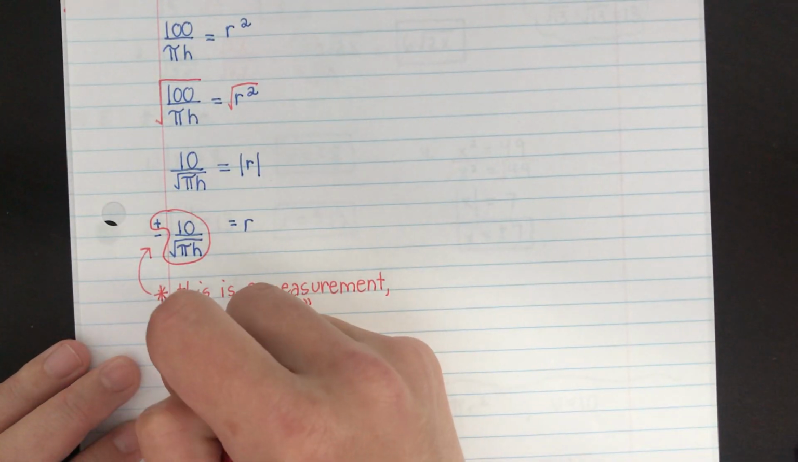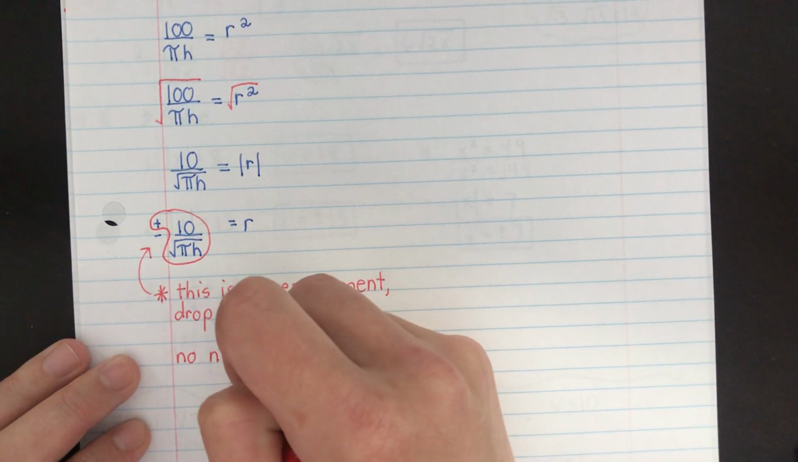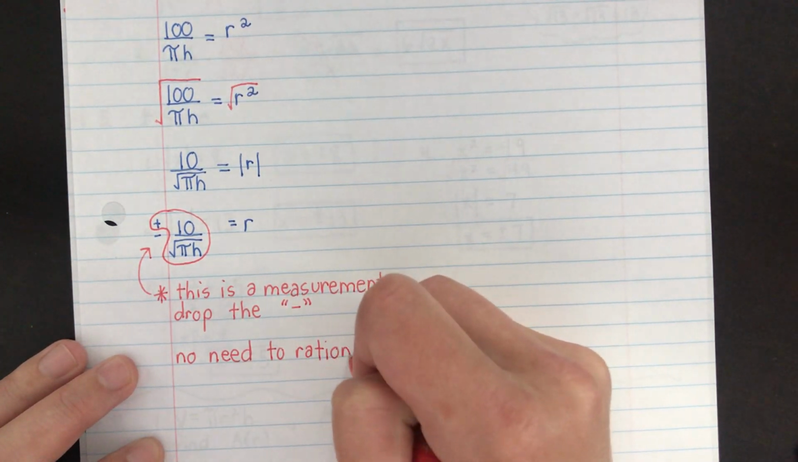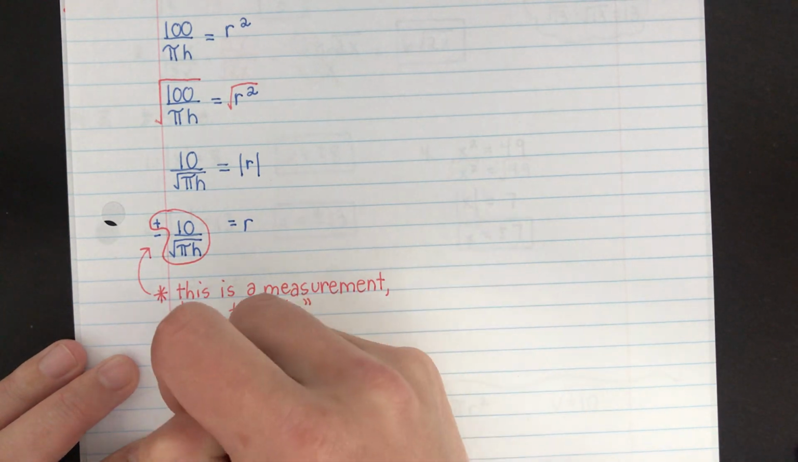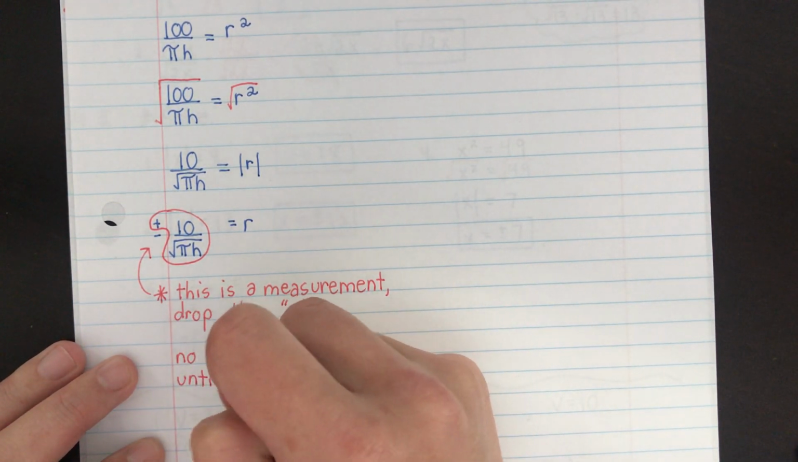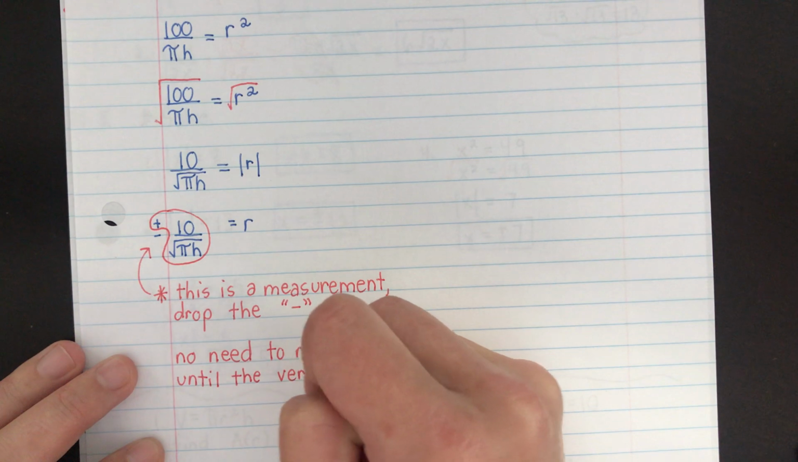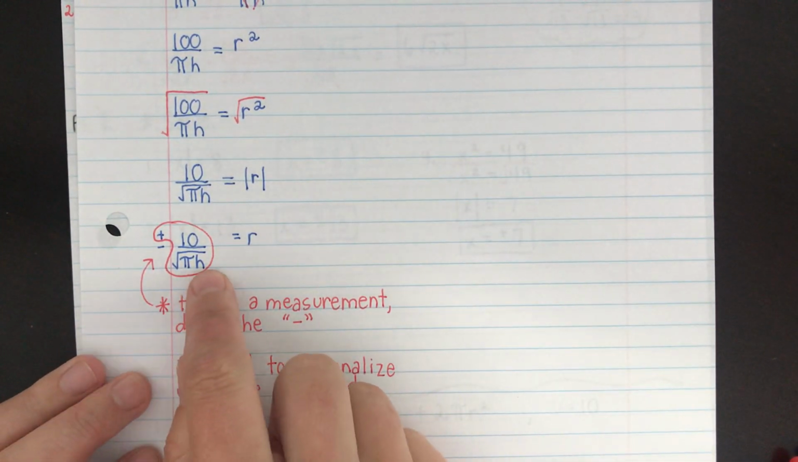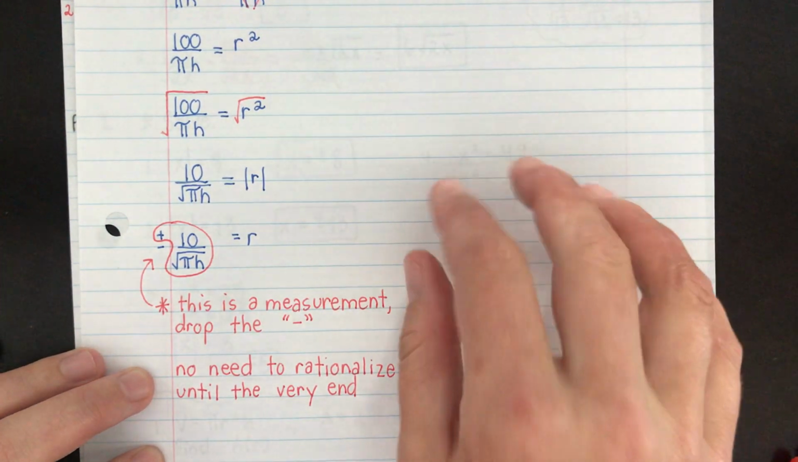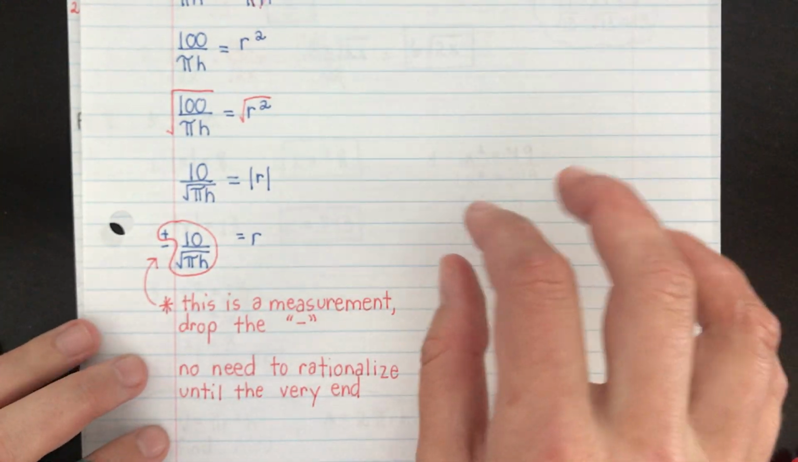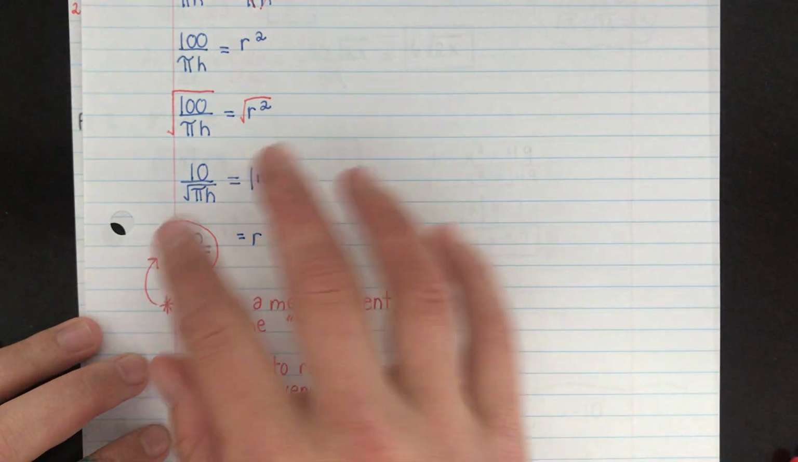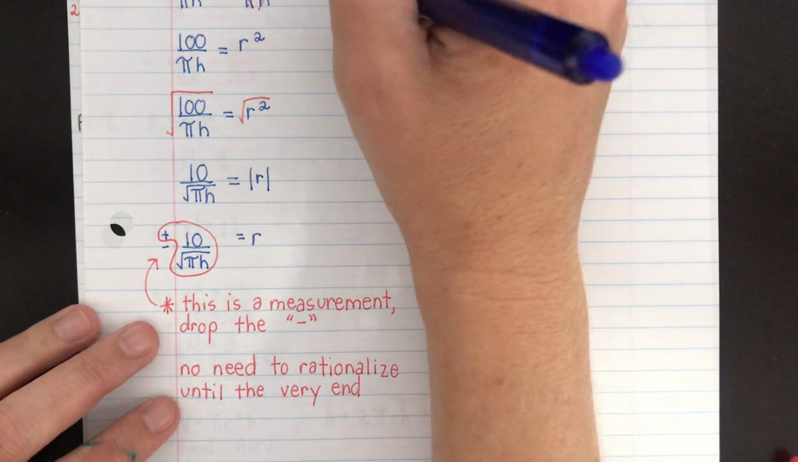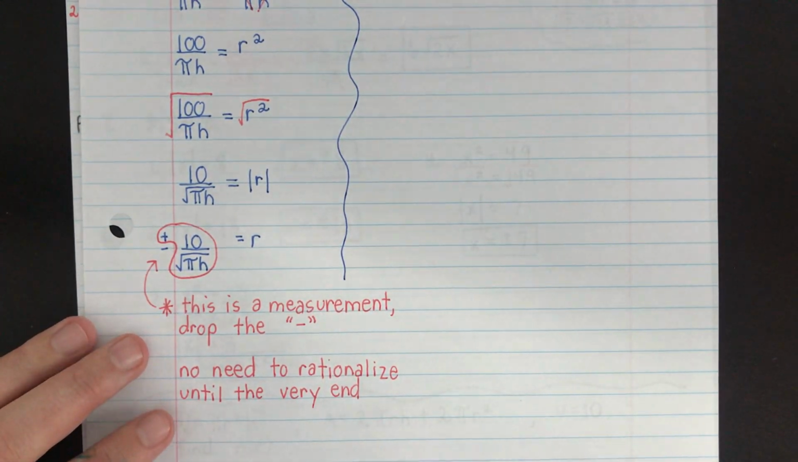Our second note is no need to rationalize until the very end. Can you take my word on this one? You can, if you want, rationalize here, but then you're going to do all this second equation, and then sometimes you're going to have to do it again. So just do it once at the end. Don't do it here on this part. So just take my word for it. I'm just trying to save you some time.